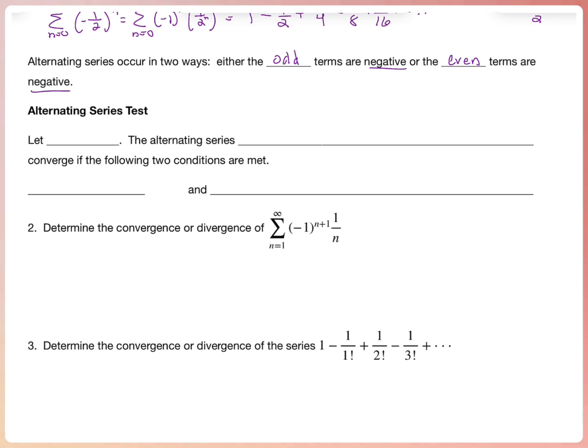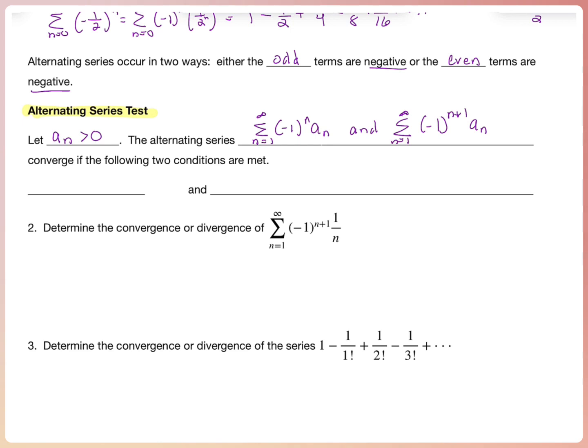For these types of series, we're going to do something called the alternating series test. Let a sub n be greater than 0, so a sub n is positive, and consider the alternating series, the summation n equals 1 to infinity of -1 to the n power times a sub n, where we factor out that -1, or we could have the summation of n equals 1 to infinity of -1 to the n plus 1 power times a sub n. This depends on whether we start with a negative or a positive value.